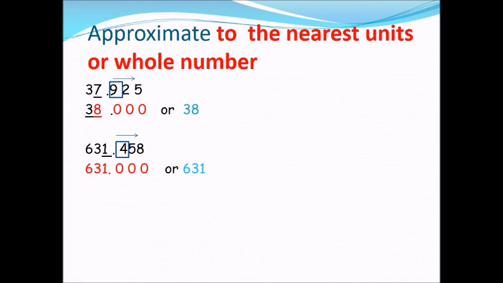When I circle the next door, I will put 0, and any number beside the 9 will also be 0. Then I will ask myself, is 9 one of the strong numbers or weak numbers? Yes, of course, 9 is one of the strong numbers. Strong numbers give the digit 1 more. So 1 plus 7 would be 8. So the answer will be 38.000 or 38.